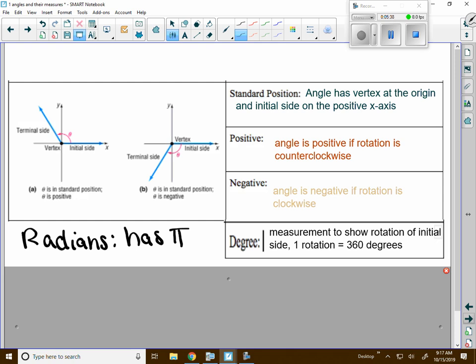If I give you a measurement of an angle and it's maybe 3 pi over 4, that is given to you in the measurement of radians. If I say 45 degrees, I'm giving you it in degrees. So I'll either read it as 3 pi over 4 radians, or I'll read it as 37 degrees, whatever I'm saying. So those are the two different units of measurement.